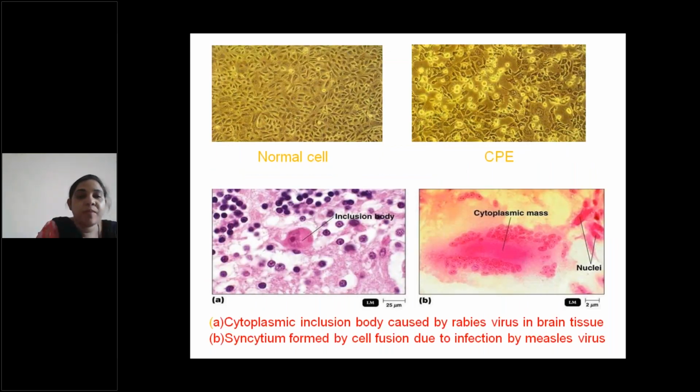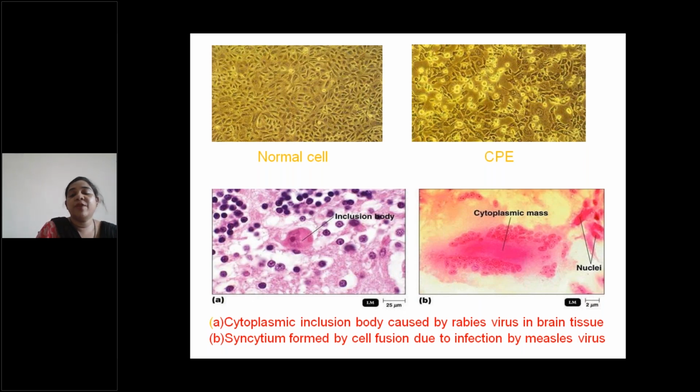See this one. Normal cells. Can you see? Cytopathic cells. First, A: cytoplasmic inclusion bodies caused by rabies virus. B: syncytium formation, formed by cell fusion due to infection with measles virus. C: for measles virus, syncytial formation. Why are you calling it syncytial? All the cells come together and form a large group, that is called syncytial formation.